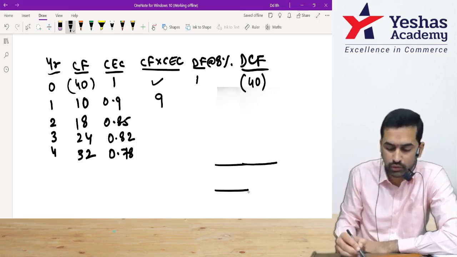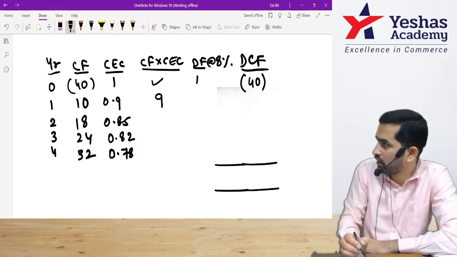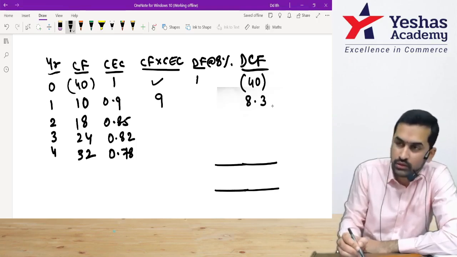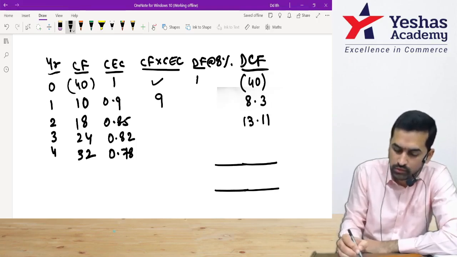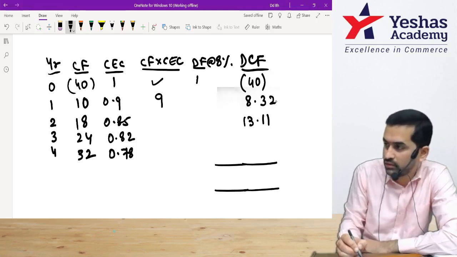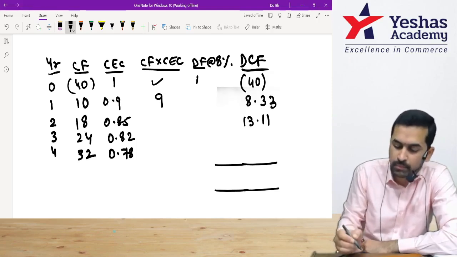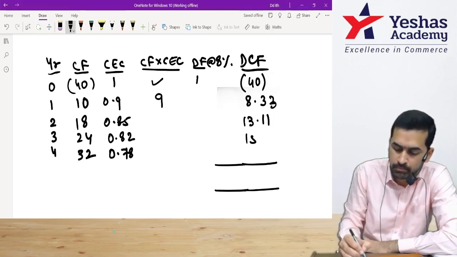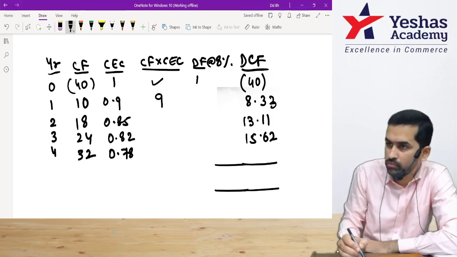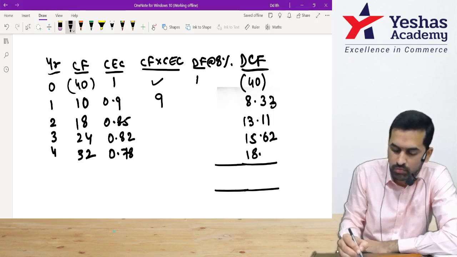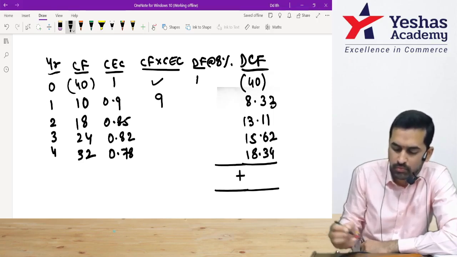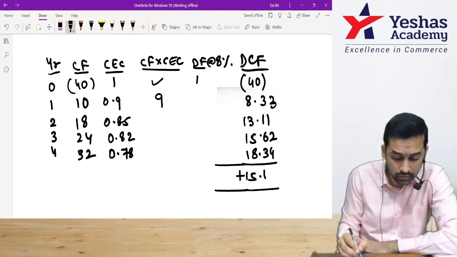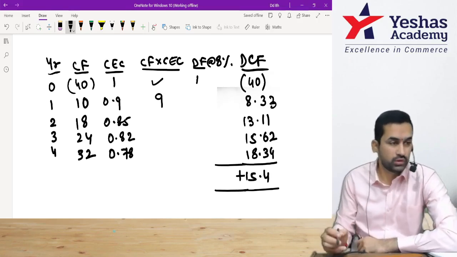Anybody? Last column only. Minus 40. After that, 8.3. This is 3.2, is it? First 3.3. Hmm. Positive, I think. 15.43 or 4.2.